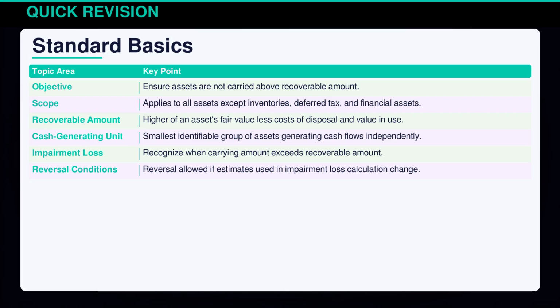AASB 136 ensures assets aren't overvalued on balance sheets. It applies broadly, excluding only inventories, deferred tax, and financial assets. The recoverable amount is key, defined as the higher of fair value less cost to sell or value in use. Impairment losses arise when carrying values exceed this. Assets are grouped into cash-generating units, determining impairment at the lowest level. Reversals are possible if estimates change.